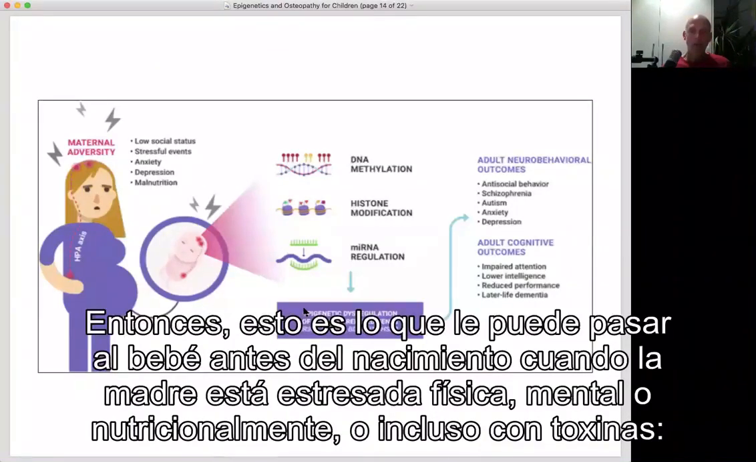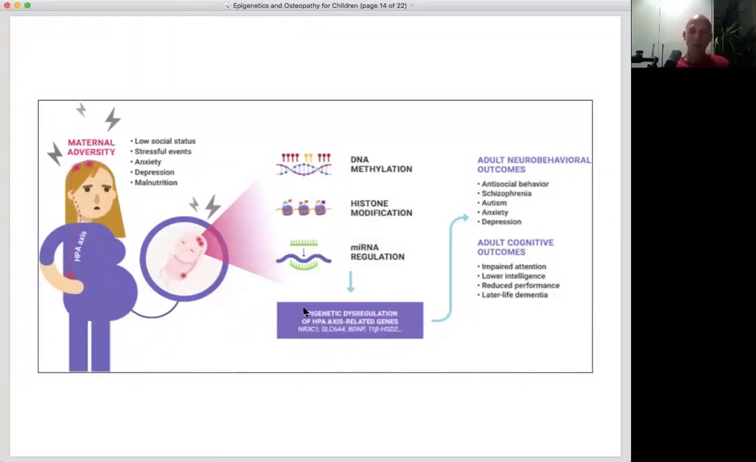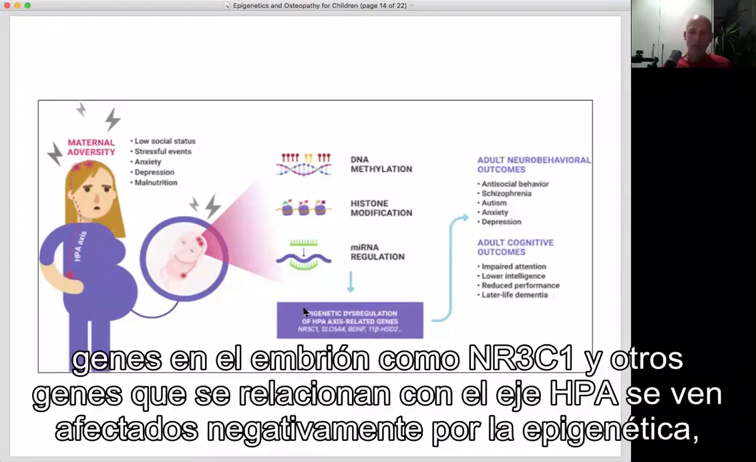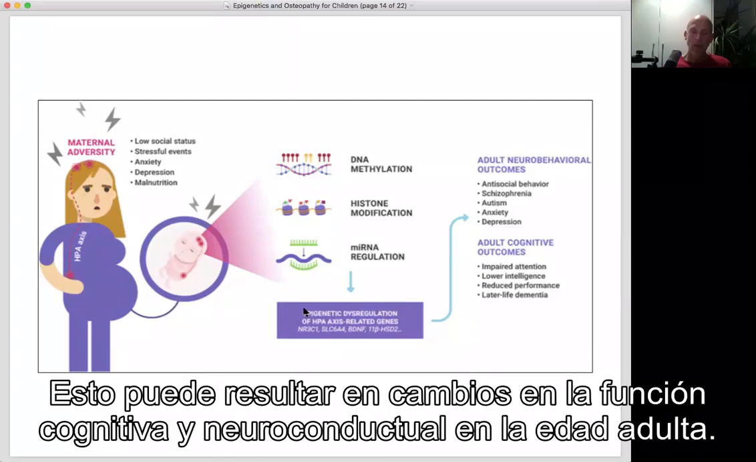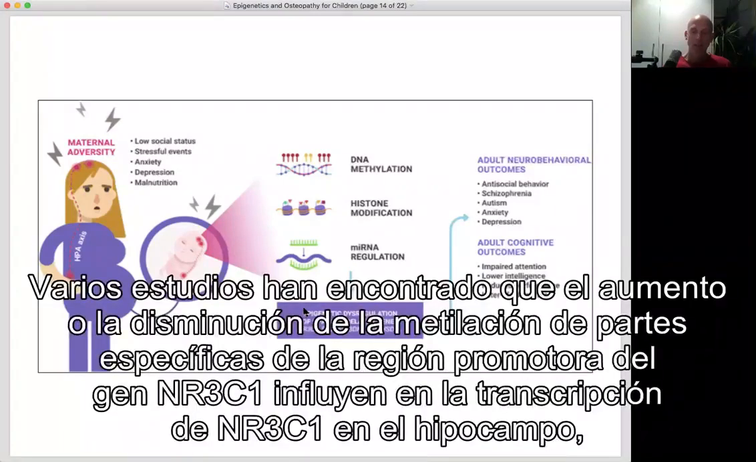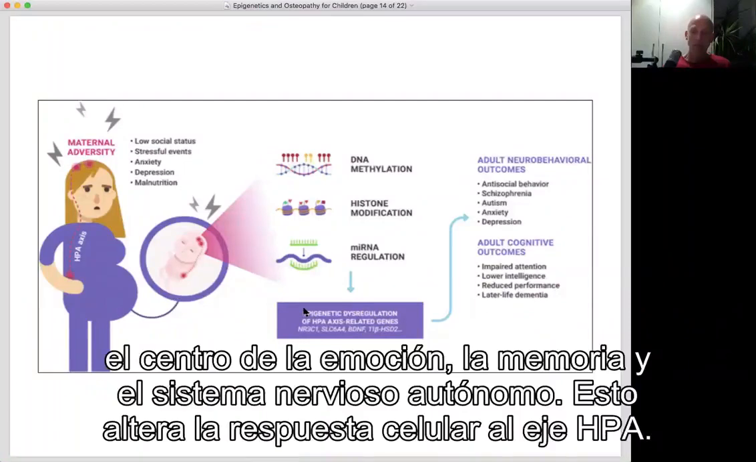So here's what can happen to the baby before birth when the mother is stressed physically, mentally, or nutritionally, or even with toxins. Genes in the embryo, such as NR3C1 and other genes which relate to the HPA axis, are adversely affected by epigenetics, affecting the way glucocorticoids act in the cells of the embryo. This can result in changes in neurobehavioral and cognitive function as an adult. Several studies have found that increased or decreased methylation of specific parts of the promoter region of the NR3C1 gene influence the transcription of NR3C1 in the hippocampus, the center of emotion, memory, and the autonomic nervous system. This alters the cellular response to the HPA axis.